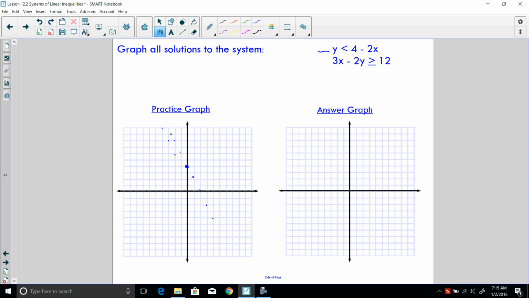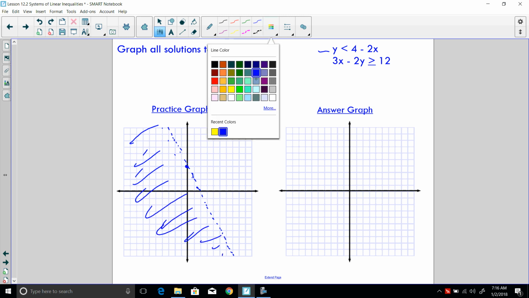It's really here. And so I noticed that is a dashed line, so I'll try to dash that as much as possible. And so there is my dashed line. I noticed that it is less than and solved for y, so I can shade underneath that line. So there's my dashed line for that one. I'll do the other one in a different color.